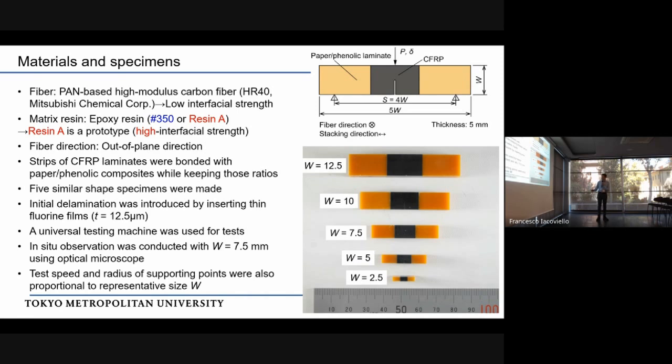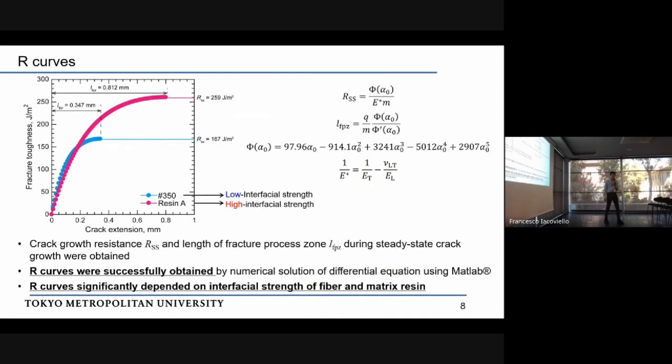This specimen is very small. The height of the specimen is only 2.5, and the span of the specimen is only 10 millimeters. But this specimen also has small cracks. So all of these are fracture toughness specimens, single edge notch bending specimens. So let's move on to the experimental results.